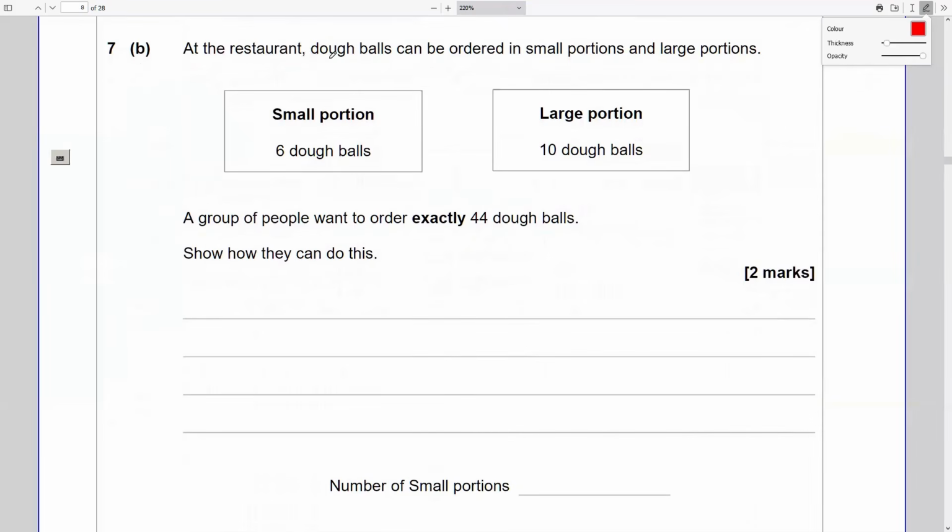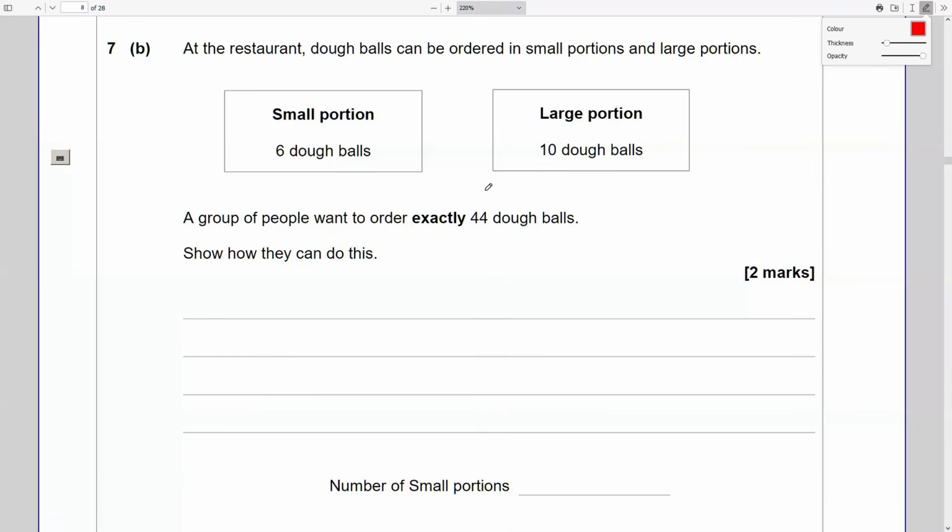At the restaurant, dough balls can be ordered in small portions and large portions. Small portion is 6 dough balls. Large portion is 10 dough balls. A group of people want to order exactly 44 dough balls. Show how they can do this.